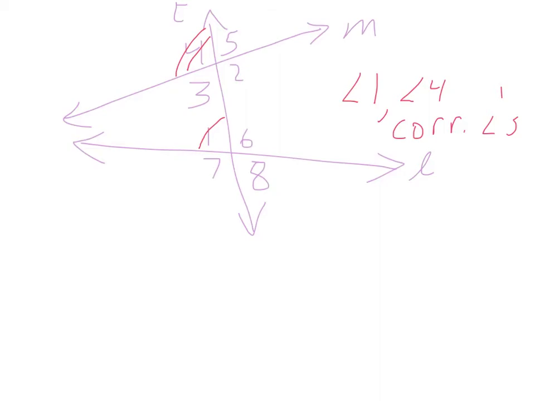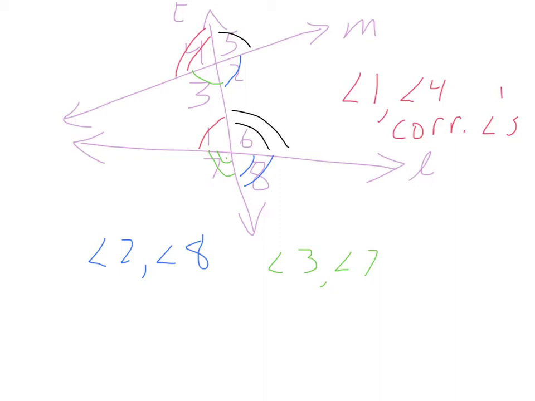Please pause the video while you try to come up with another pair of corresponding angles. There are 3 other pairs of corresponding angles. Hopefully you will agree angle 2 and angle 8 are corresponding angles. Angle 3 and angle 7 are corresponding angles. And last we have angle 5, upper right, upper right. Angles 5 and 6 are corresponding angles.